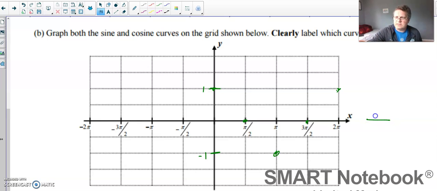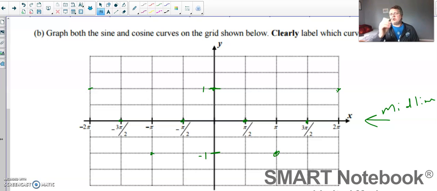This right here, this x-axis, is called the midline. This is the midline. We're going to refer to this as we go further along and manipulate the graph. Going the other way, negative pi over 2 is at 0. Negative pi is at negative 1. Negative 3 pi over 2 is back to 0. And negative 2 pi is back up to 1.